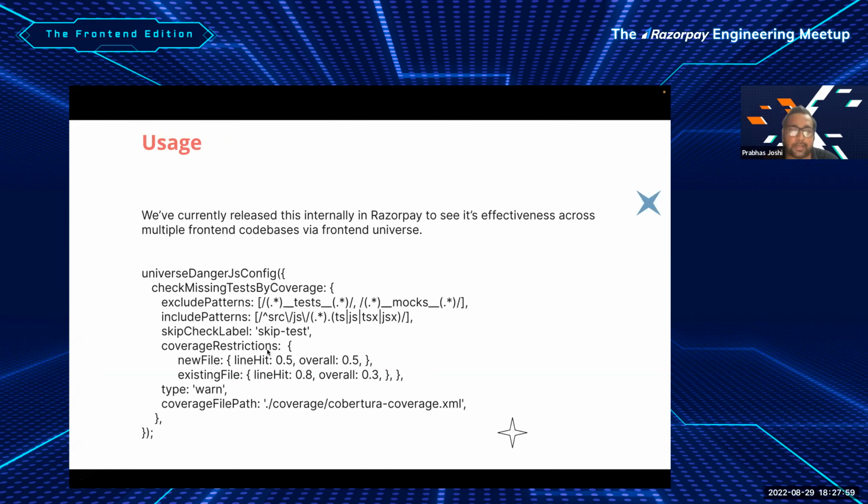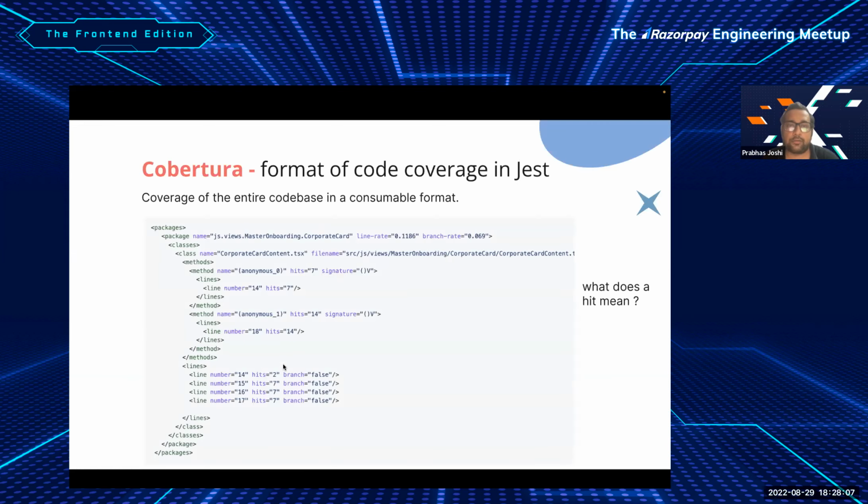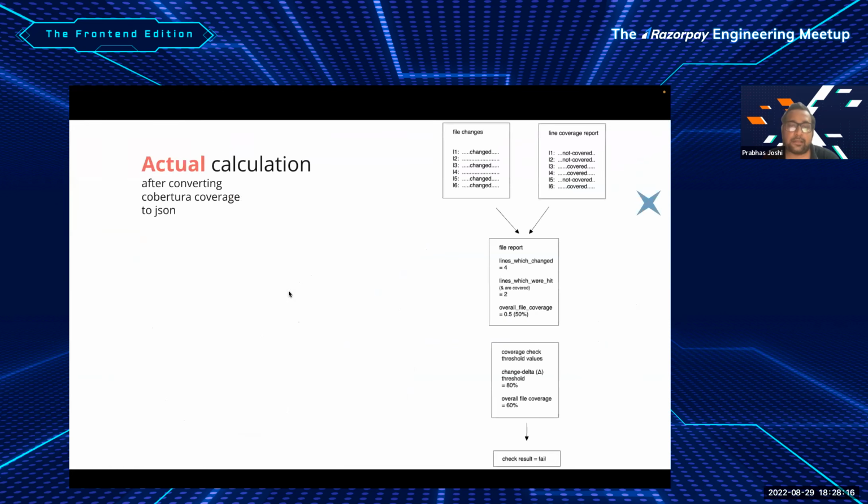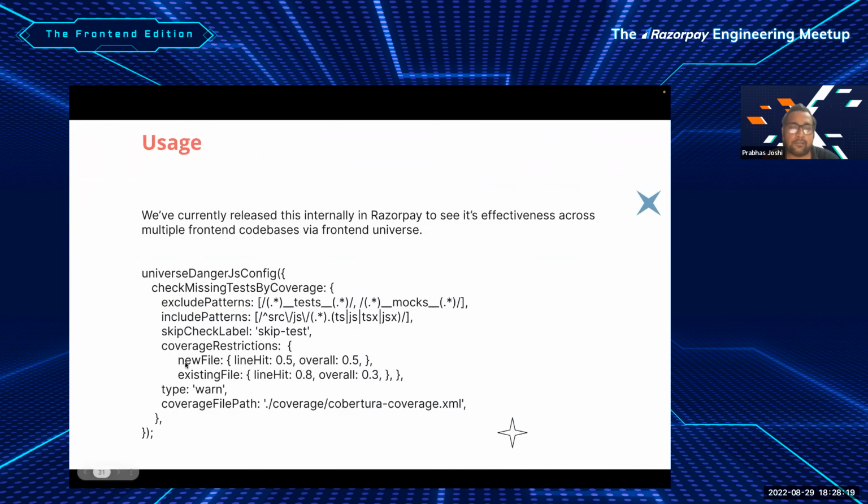And then this object right here is also really important. We are saying coverage restrictions. This helps us calculate this warning. I had shown you the warning, right? The warning with expected and actual. Whatever is expected out of a file, we specify right here. We are saying for all new files, there should be an overall 50% code coverage. And for existing files, 80% of the changed lines should be covered. So if you are changing 100 lines in an existing file, 80% of them should be covered, and the overall file coverage should be 30%.